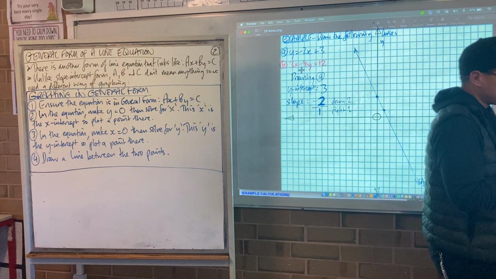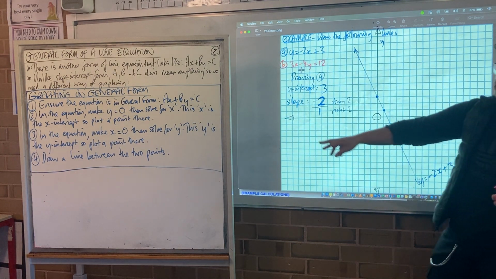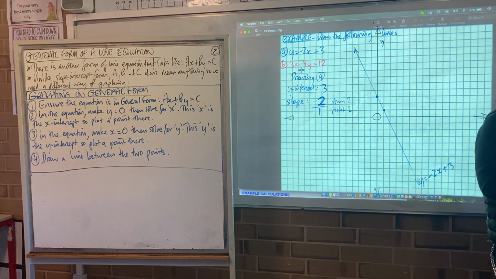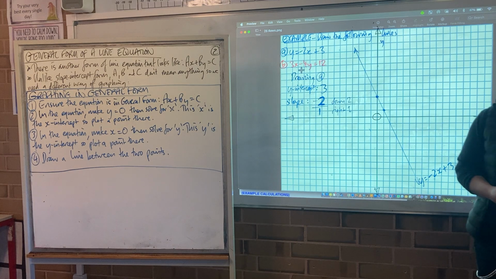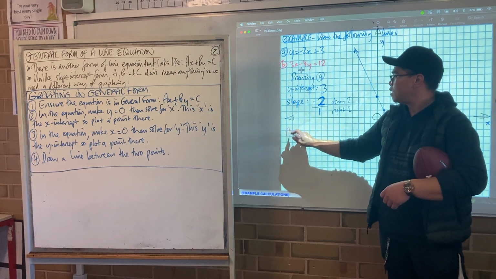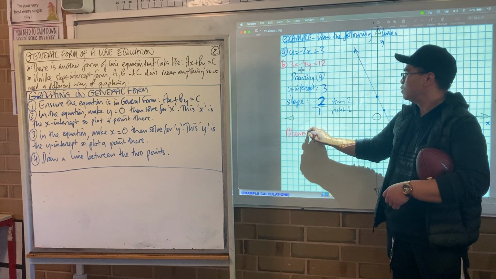Just let me finish the example. Once I've done steps 2 and 3, I have 2 points. Is that enough points to draw a line if I have 2 points? Yeah. Draw a line between those 2 points. So I'm going to do it in red. Let's do drawing B. Drawing starts with a D. Drawing B.